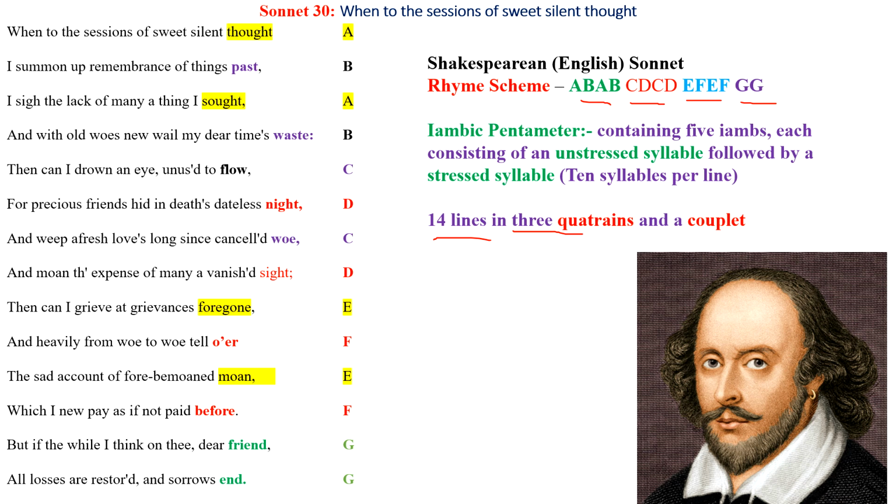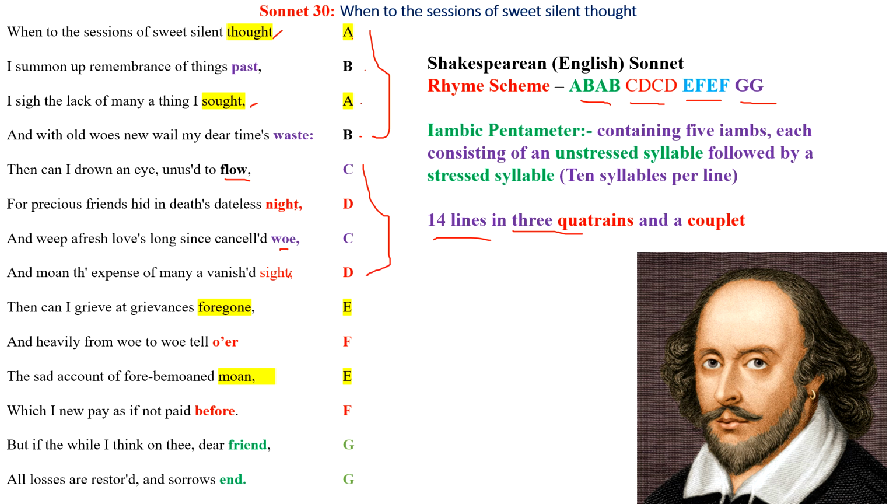So let us see the rhyme scheme. The last word in the first line, thought, rhymes with the last word of the third line, sought. Thought, sought. So A. Then the second line, past, rhymes with waste. B. So ABAB is the rhyme scheme in the first quatrain. And in the second quatrain, flow rhymes with woe, night rhymes with sight. So this is CD.